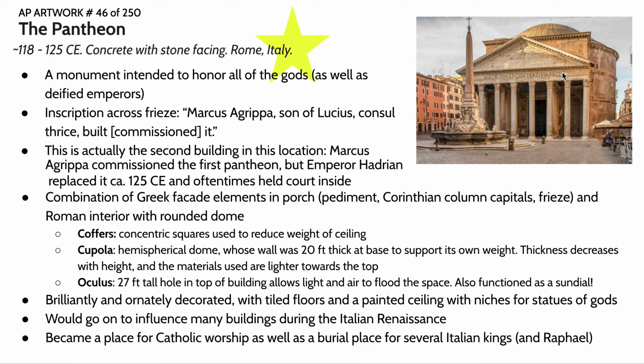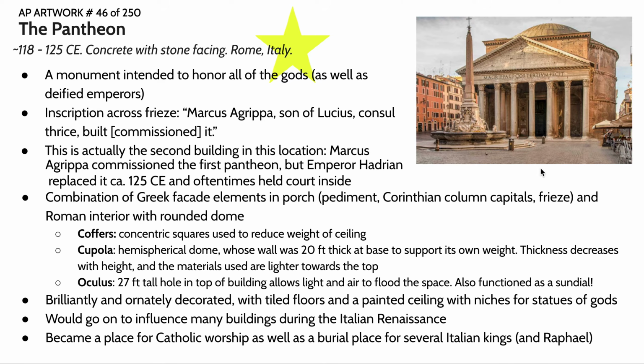When you look at this building, you'll notice that there's a lot of elements of it that are very, very similar to Greek architecture. We have a triangular pediment, as well as a frieze and an architrave and Corinthian columns right here. So the facade is very, very Greek in nature, and that was intentional. You have to remember that the Romans were very much influenced by the Greeks and their culture and architecture.